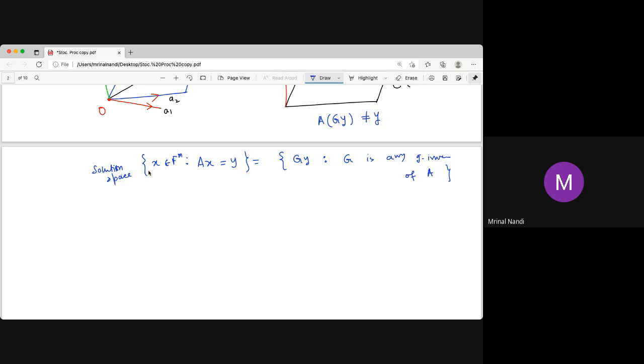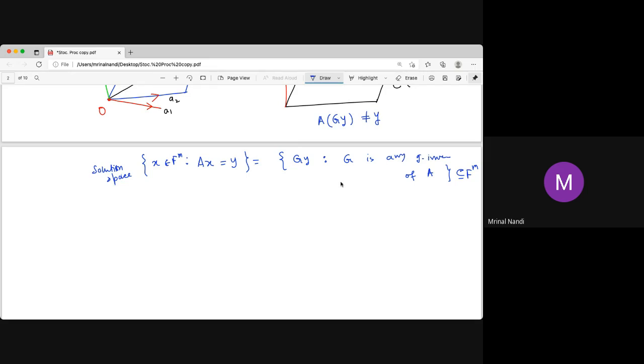So x equal to gy, then gy belongs to Fm. This is a subspace of Fm. Now collect all such gy, that is all such solutions basically, and for every g there is a solution, and any solution can be written in this form. That's why these two are equal. So if x is a solution, then we can write that x as gy for some g. That is the equivalent condition.